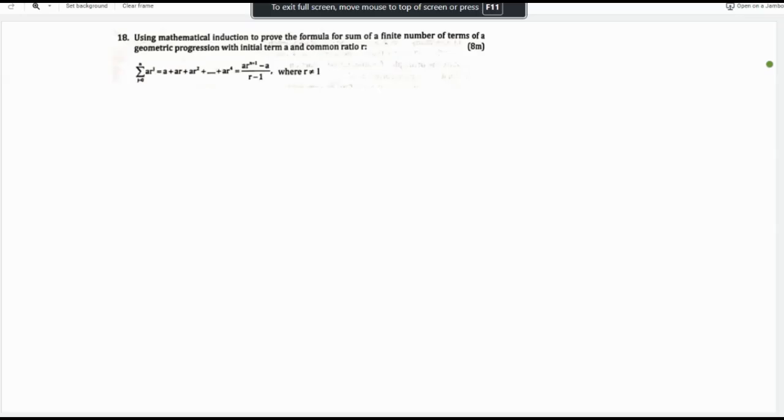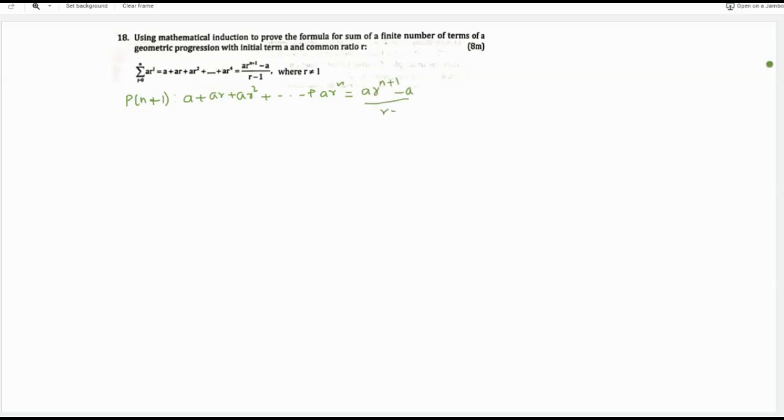So the next question is: using mathematical induction, prove the formula for the sum of a finite number of terms of a geometric progression. So let me take this as P of n: a plus ar plus ar square plus up to ar power n equals a(r^(n+1) minus 1) divided by r minus 1.